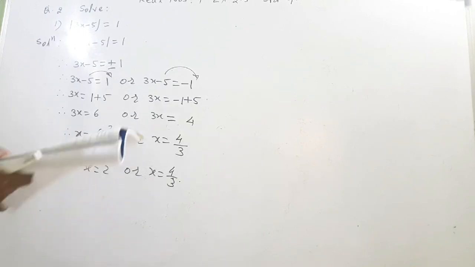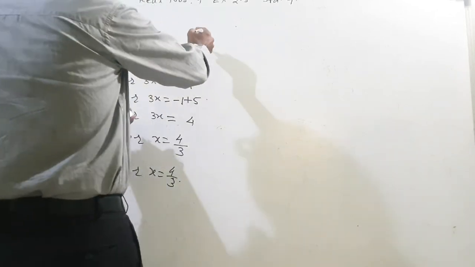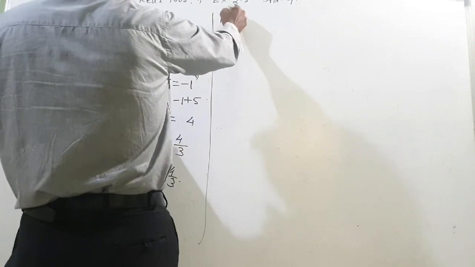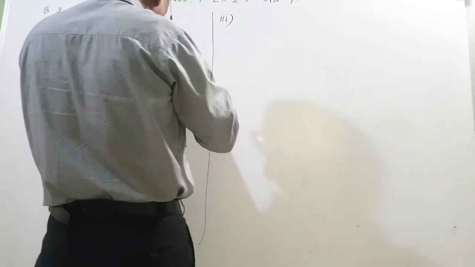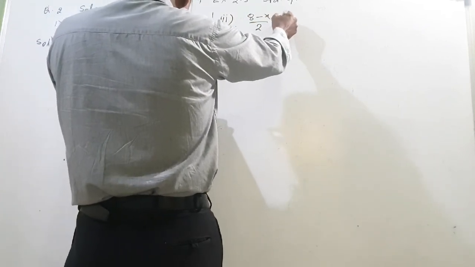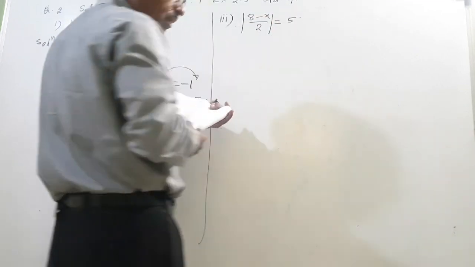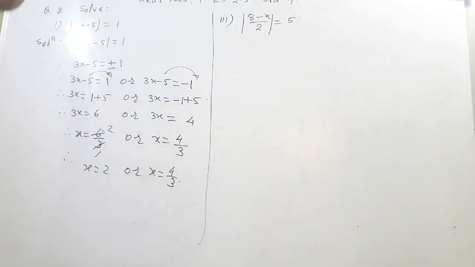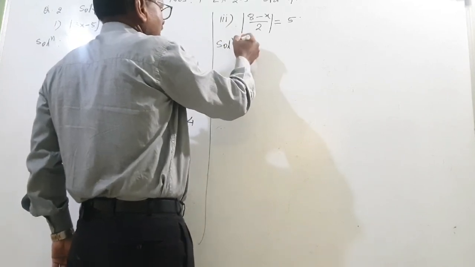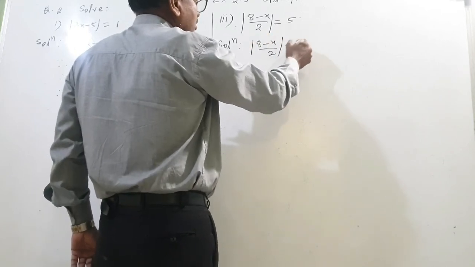I will take the next sum. Third one I will take. Third sum: modulus of 8 minus x upon 2 is equal to 5. Now how to solve this? First of all, in the solution I will write this question as it is: modulus of 8 minus x upon 2 is equal to 5.